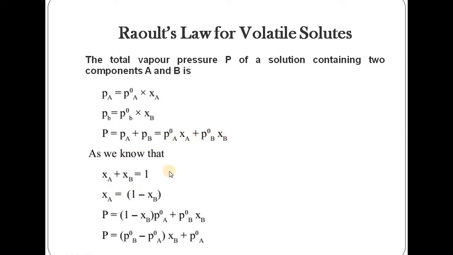Now we very well know that the summation of mole fractions is equal to 1. So XA will be equal to 1 minus XB. So from this we can get total vapor pressure equal to (1 minus XB) into PA naught plus PB naught XB. And finally, we come up with the relation: P, where P is the total vapor pressure of solution, is equal to (PB naught minus PA naught) into XB plus PA naught. This is the expression when we are having both the components volatile in nature.